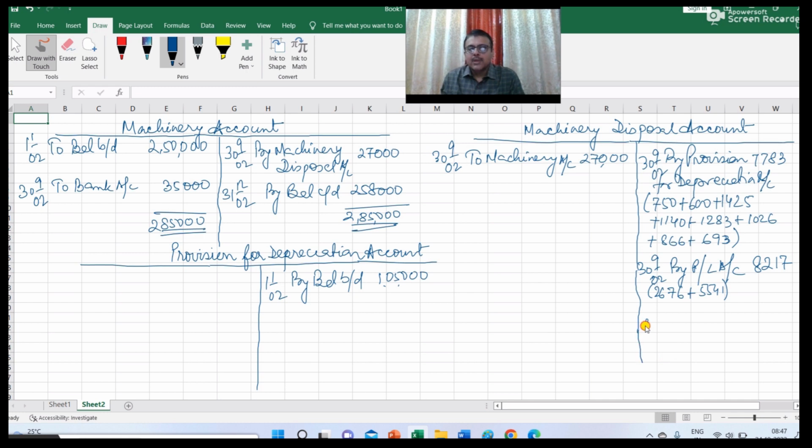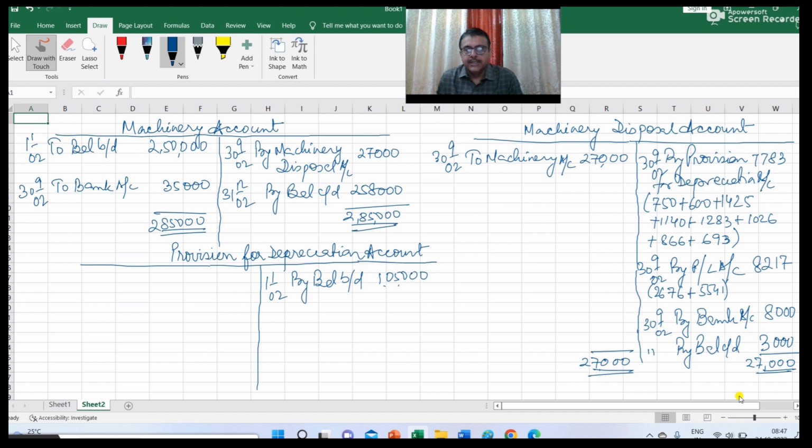And one machine was sold out. So I can write here as by bank 8,000, and the expected value of the machine M2 will be written as by balance c/d 3,000. So this way I completed this machinery disposal account.